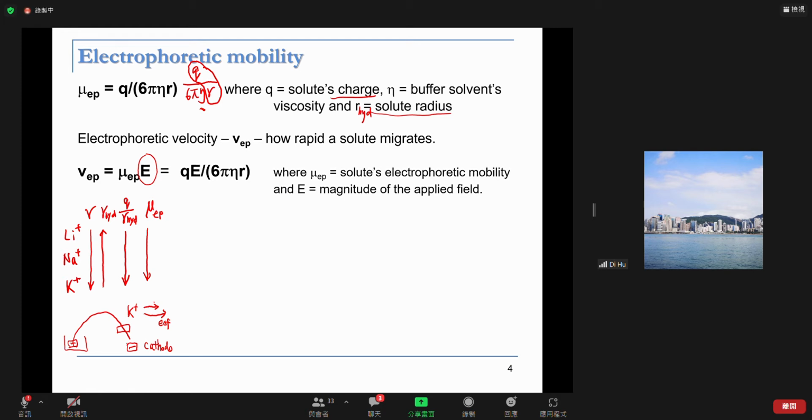Probably I need to write it the other way, which is easier for you to compare. So I'll do it this way. I'll do lithium again, right here.